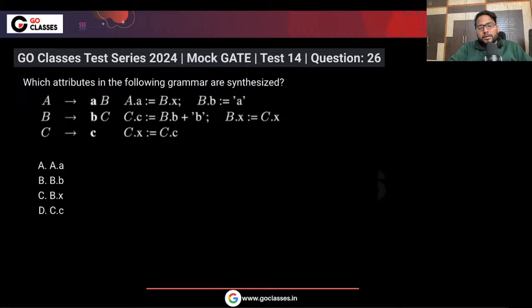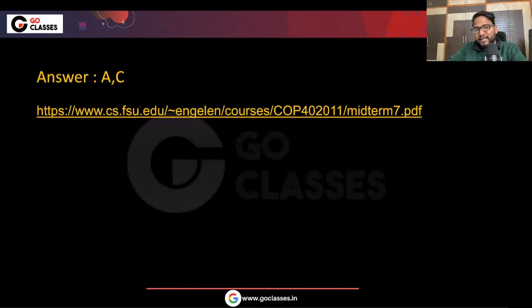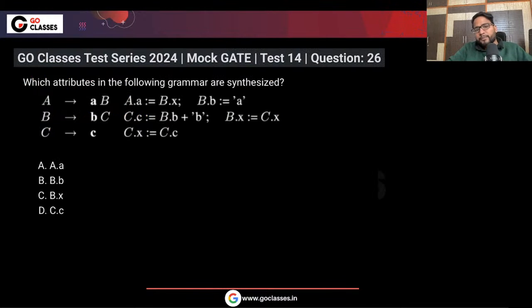Cool. Now let's see this question. In this question, the answer is A and C. Basically, this question is simple. They're just asking for synthesized attribute.